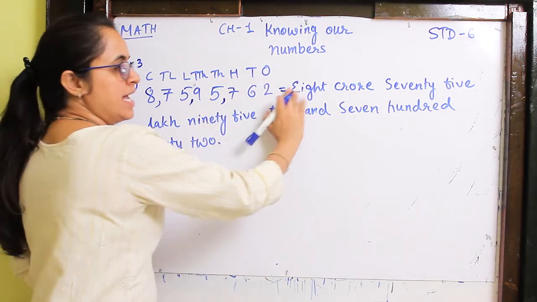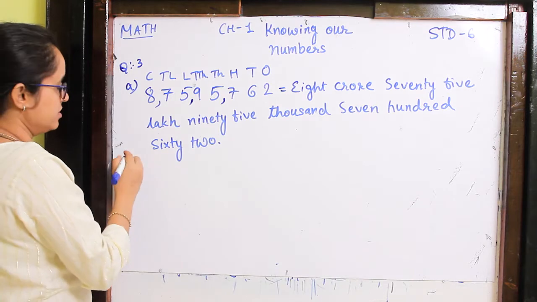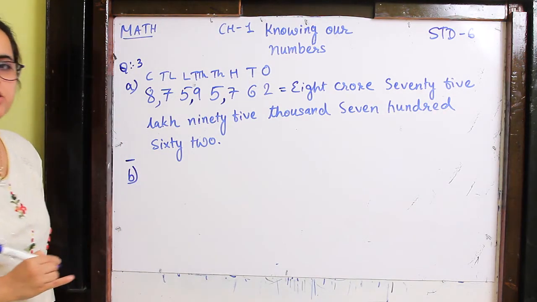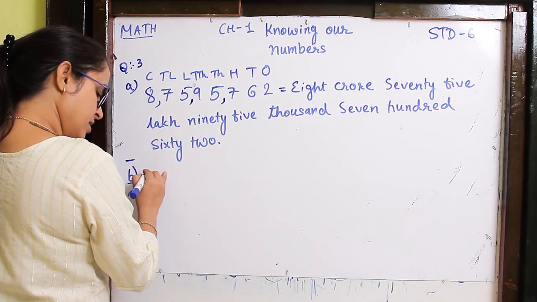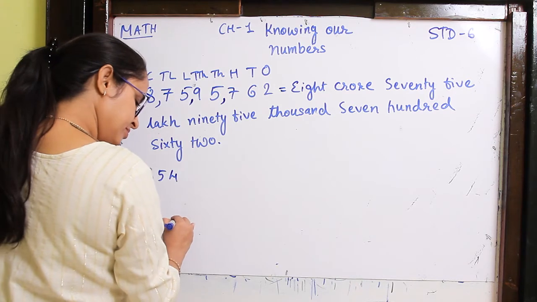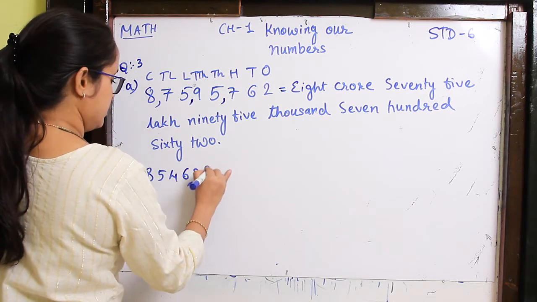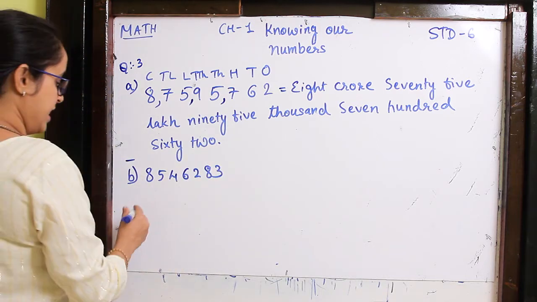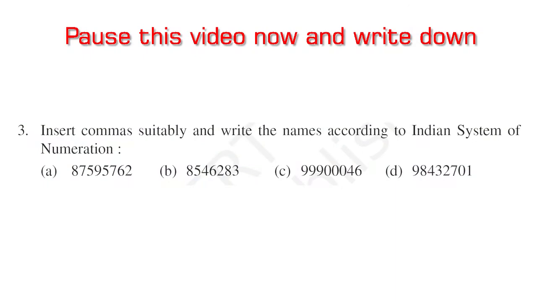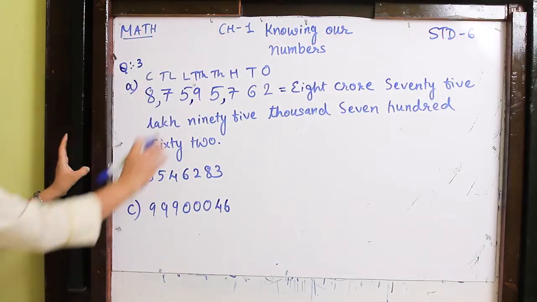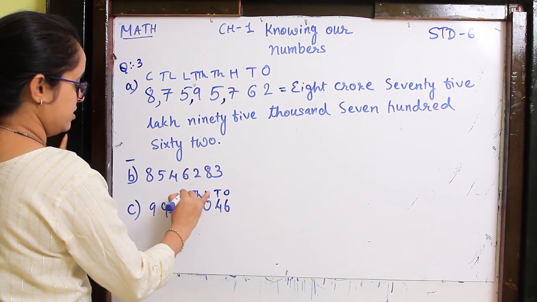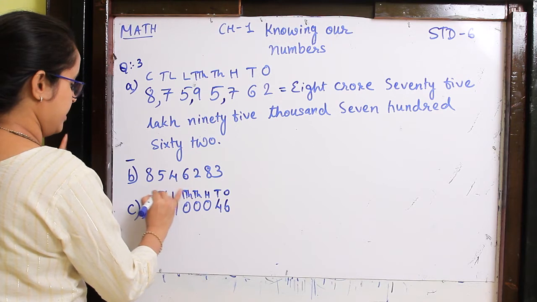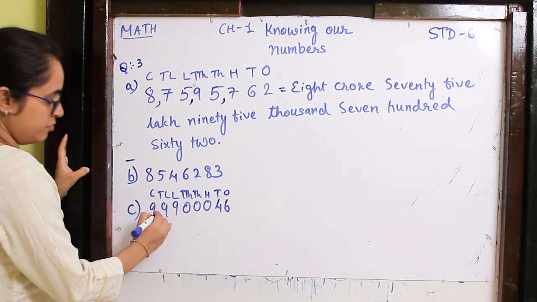75 lakh. 95,762. So this number will be written like this. So first what you have to do is put commas according to Indian number system, and then you write the number according to the Indian number system.